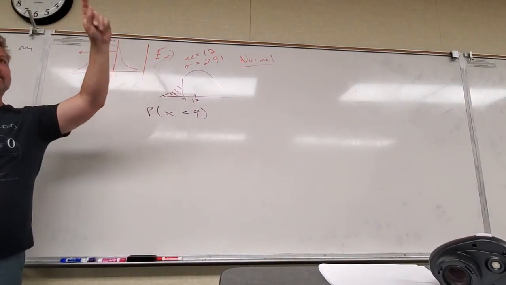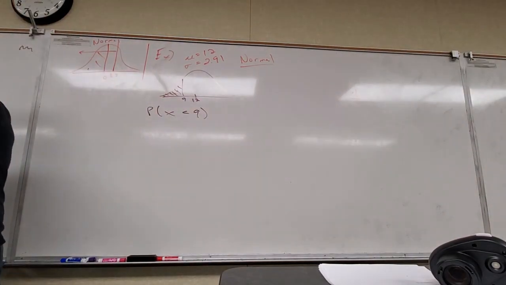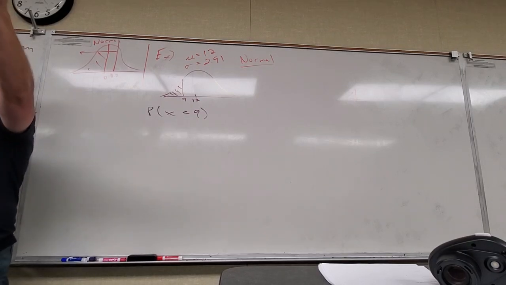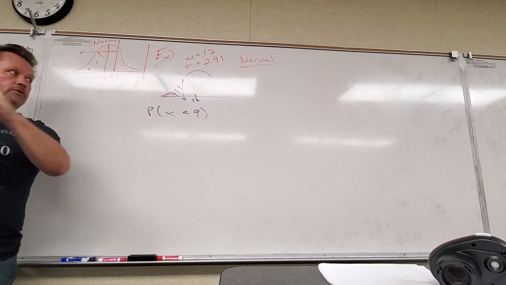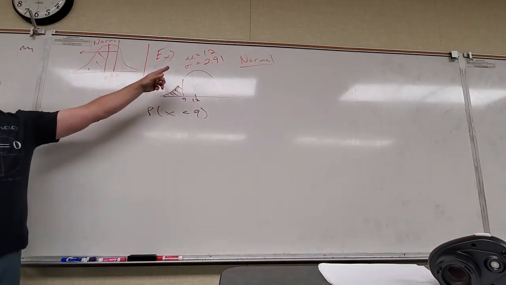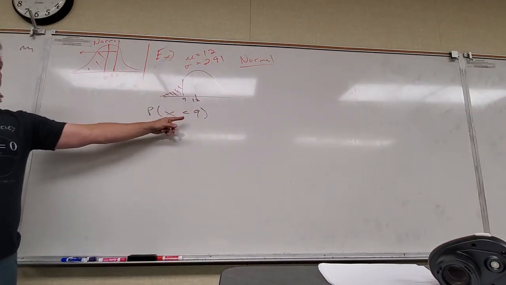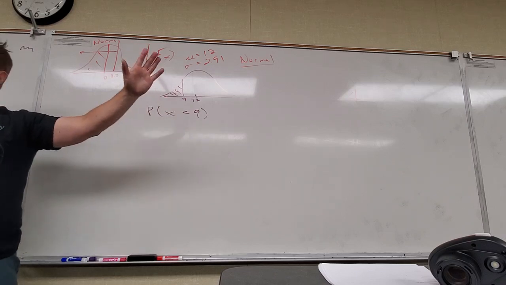If I take a sample and I ask about the sample mean, I just have to calculate the standard deviation that works for those kind of size groups. So here I'm picking one thing, and I want to know its probability is less than 9. So what's the next step for me?